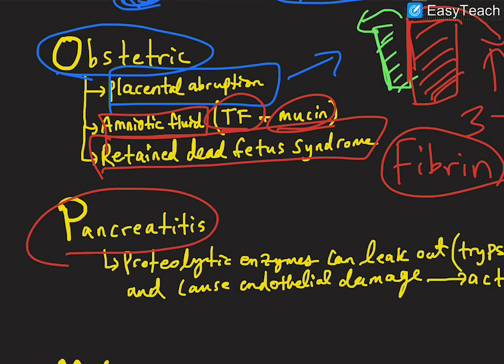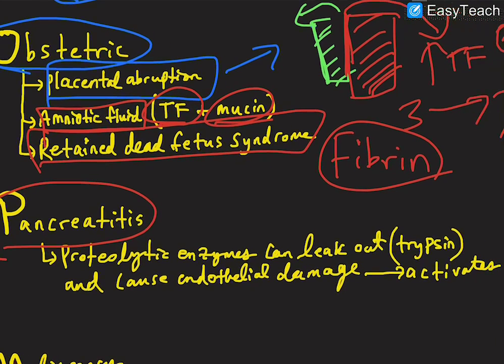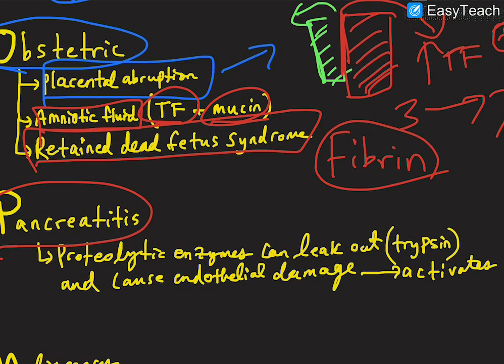So P stands for pancreatitis. If you have severe pancreatitis, you can have certain proteolytic enzymes, because remember, your pancreas releases enzymes into your intestines to digest food. So if you have pancreatitis, inflammation of your pancreas, and we'll talk about this in our GI playlist, you can get activation of your enzymes inside your pancreas. You can start auto-digesting your pancreas.